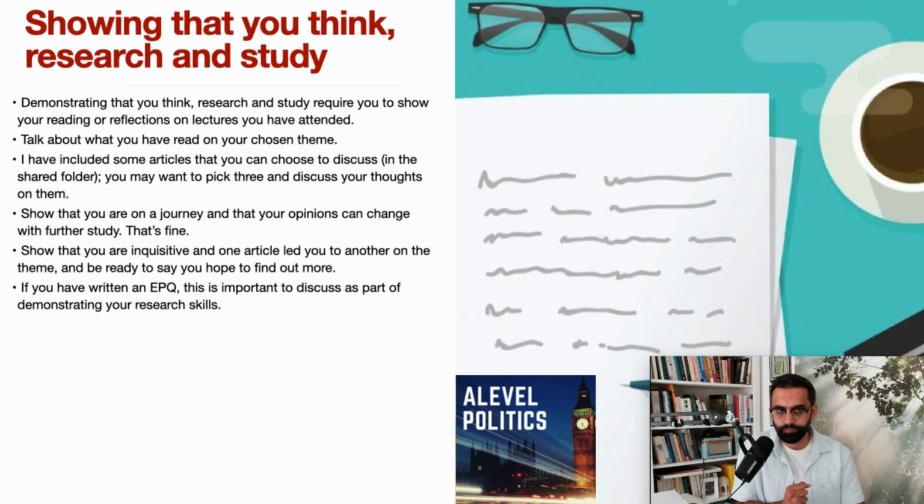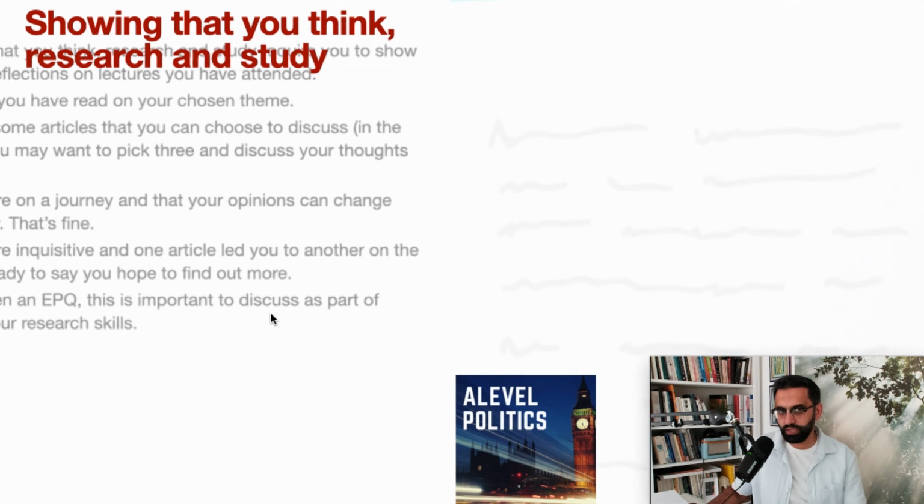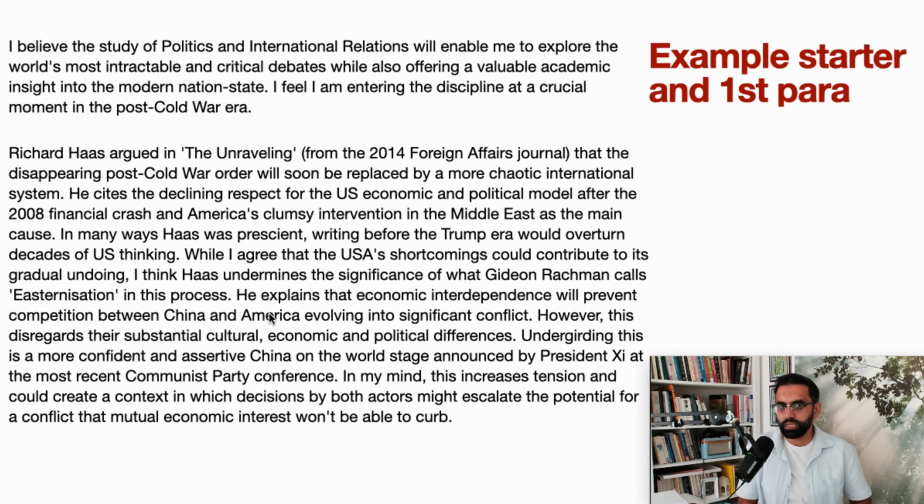If you've written an EPQ, this is important to discuss as part of demonstrating your research skills. So EPQs are pretty good. Extended projects, if you've done them, talk about them as part of demonstrating this. Right. Now, here are some examples of first paragraphs.